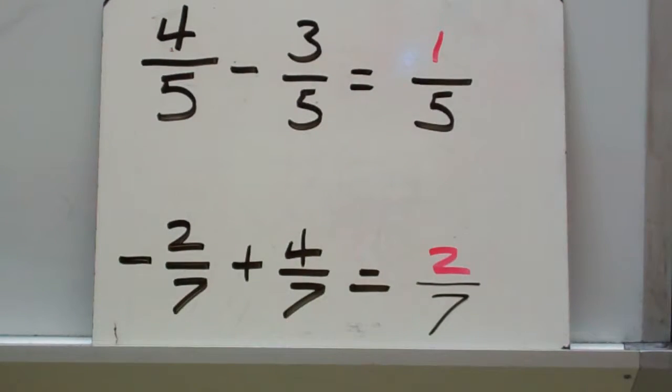With the next one, we have -2/7, and we are adding to that 4/7. Again, we have a common denominator here, so that will stay the same. We can work with the numerators now. So we have -2 plus 4, and -2 plus 4 is 2. So the answer for this problem is 2/7.